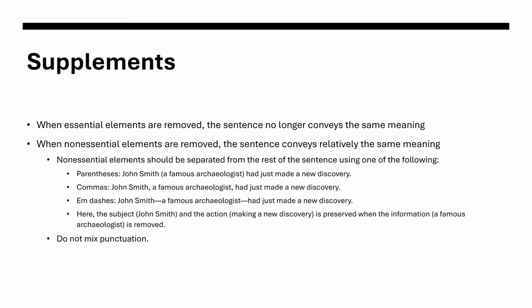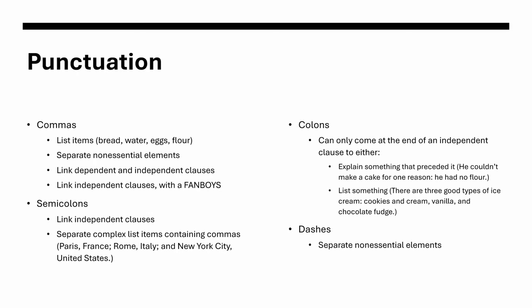Now, one important thing to note, we do not mix punctuation, right? If I had, let's say, I take out my laser pointer again, if I had a parentheses here, and then we had a comma here, that would not make any sense, right? We would need a closed parentheses. Or if we had a dash here and a comma here, that would not make sense. When we are trying to offset non-essential elements, we need to use the same punctuation on both sides of the non-essential element.